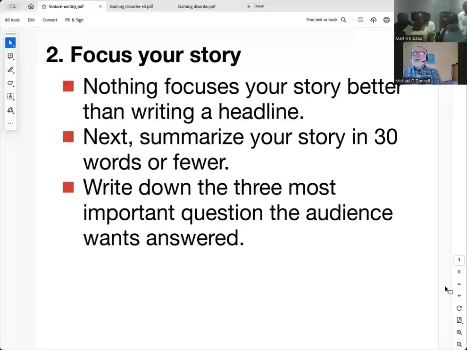You could summarize his story this way: gambling is here to stay in our society because of the money it raises, but it takes a terrible toll on those with gambling addiction. That is how you summarize your story. When you focus on that and include the idea about gambling addiction, then you might want to put that at the top. Who's addicted to gambling? What does that mean? And then write down the three most important questions the audience wants answered.